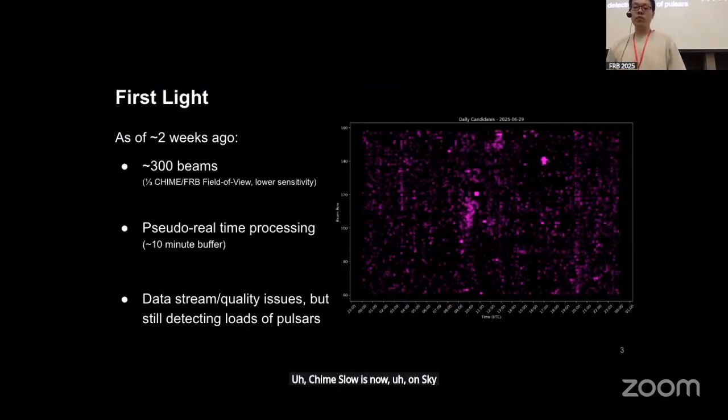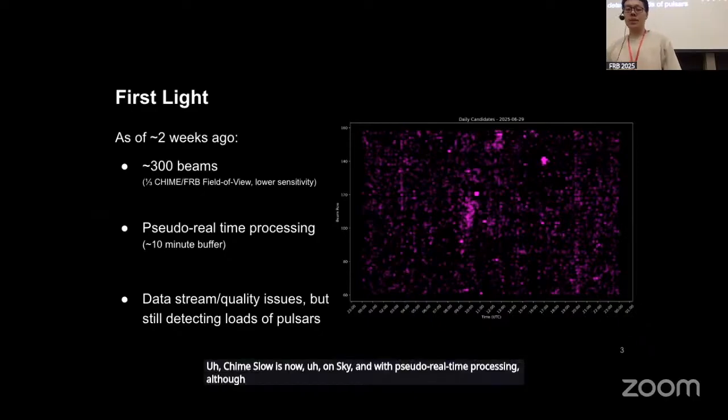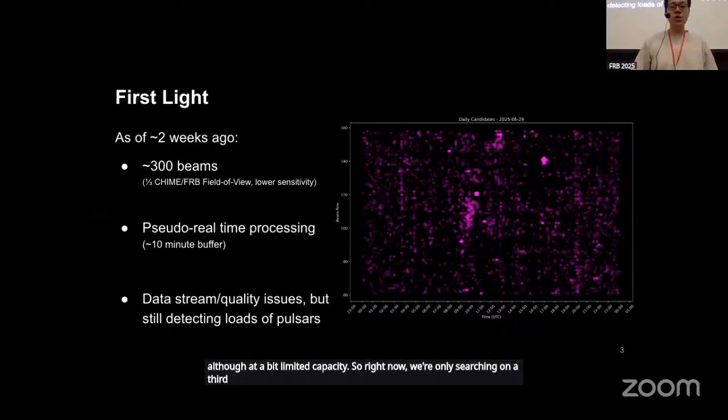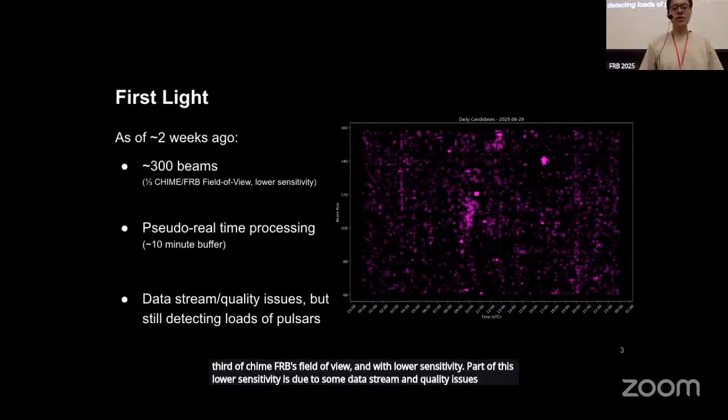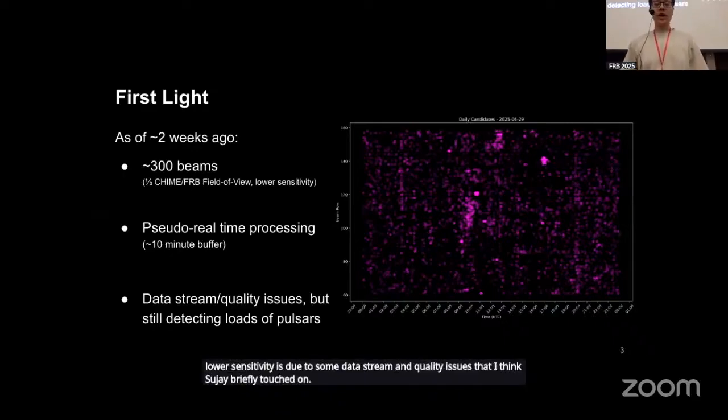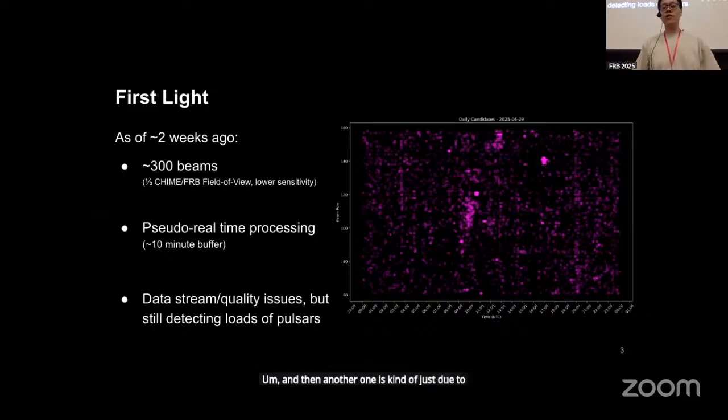with pseudo real-time processing, although at a bit limited capacity. So right now we're only searching a third of CHIME FRB's field of view and with lower sensitivity. Part of this lower sensitivity is due to some data stream and quality issues that I think Sujay briefly touched on. And another is just due to the wealth of false positives we're getting.